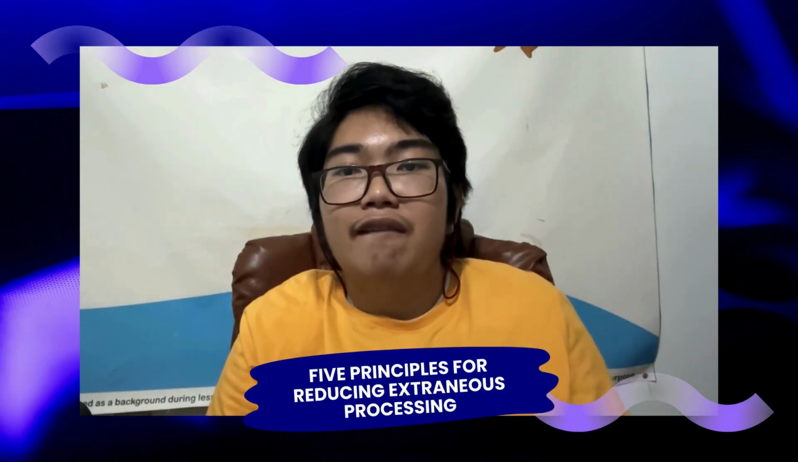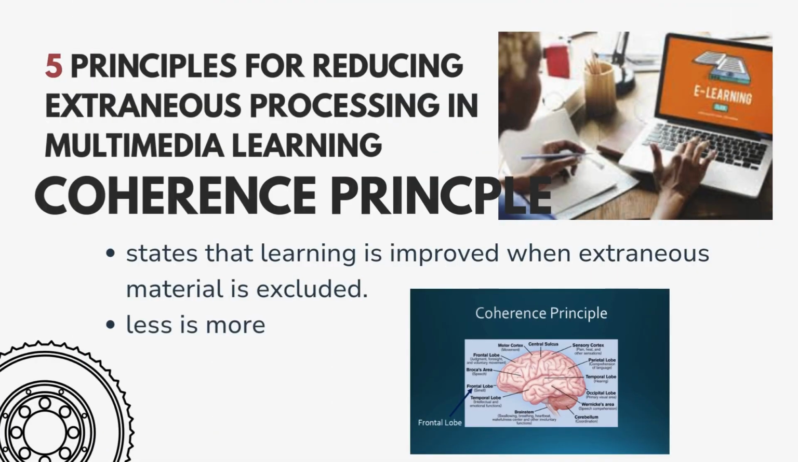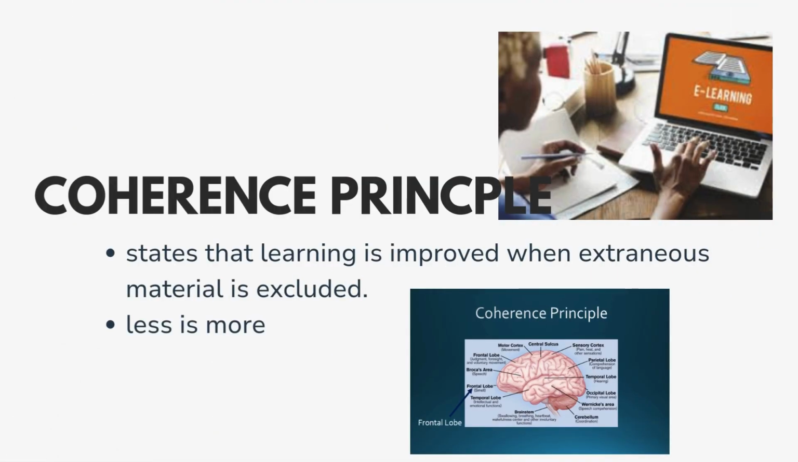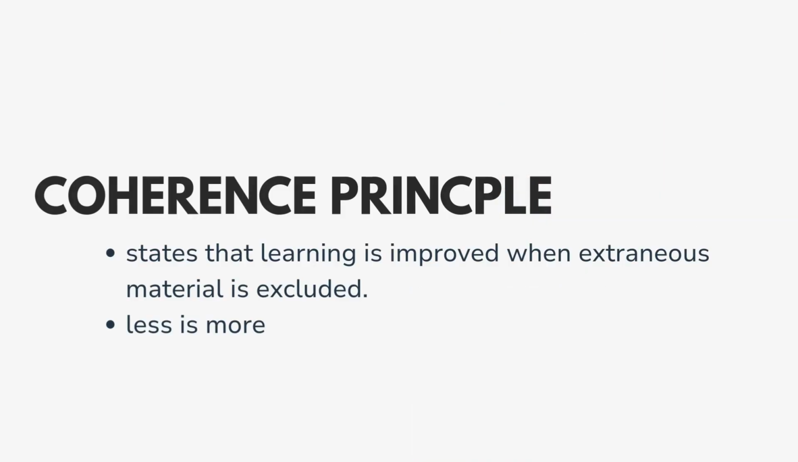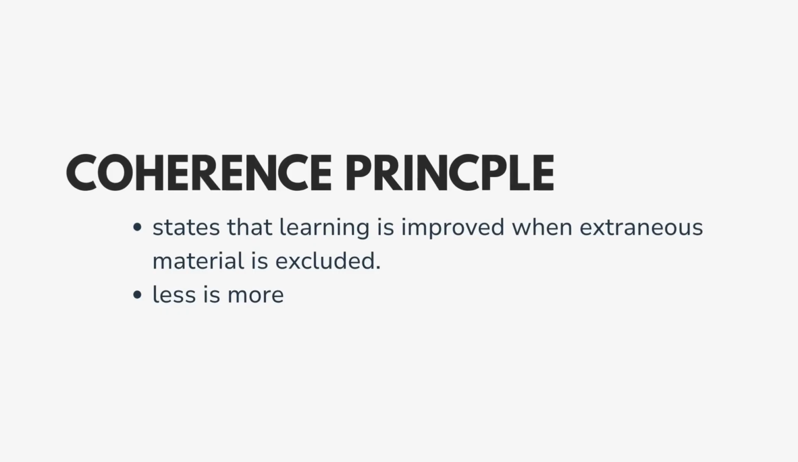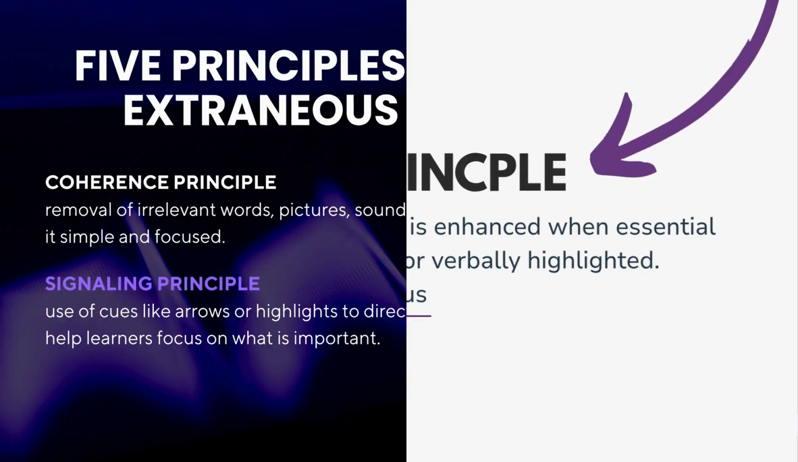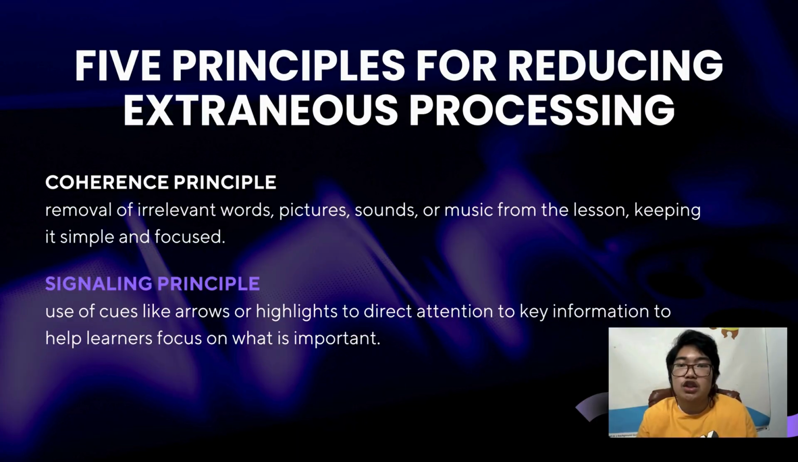To avoid this, Richard Mayer developed 5 principles for reducing extraneous processing. The first is the coherence principle, which is the removal of irrelevant words, pictures, sounds, or music from the lesson, keeping it simple and focused. The second is the signaling principle, which is the use of cues like arrows or highlights to direct attention to key information to help learners focus on what is important.